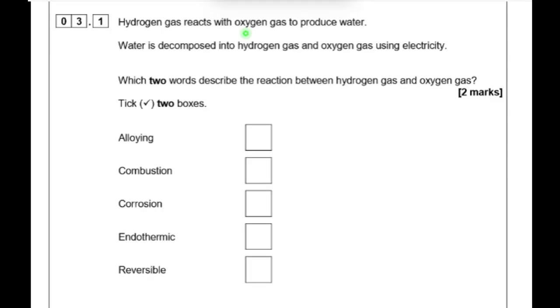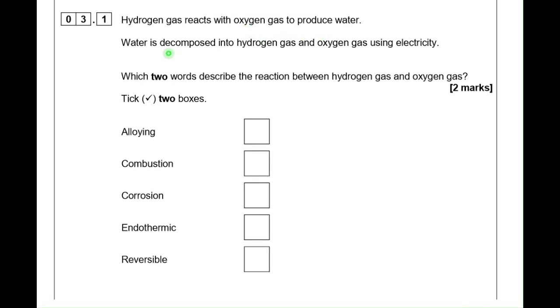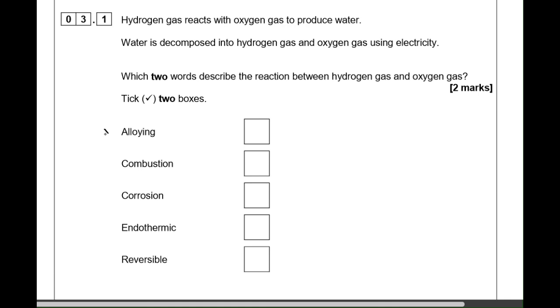Hydrogen gas reacts with oxygen gas to produce water. Water is decomposed into oxygen gas using electricity. Which two words describe the reaction between hydrogen gas and oxygen gas? Tick 2 boxes for 2 marks. This one says alloying. It can't be alloying, that's to do with metals. Combustion, yes, that could be an answer there. Hydrogen burning in oxygen is combustion.